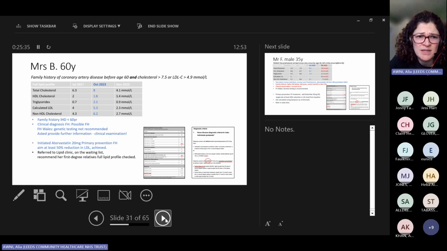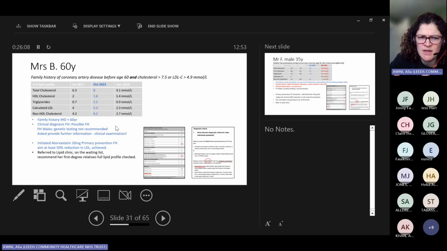I have Mrs. B, 60 years old. This is an example of family history of coronary artery disease before the age of 60, with total cholesterol above 7.5 and LDL above 4.9. So this is her lipid profile. This case was referred to us, and we were considering FH. The one highlighted in blue, October 2023, lipid levels are quite on the high side.